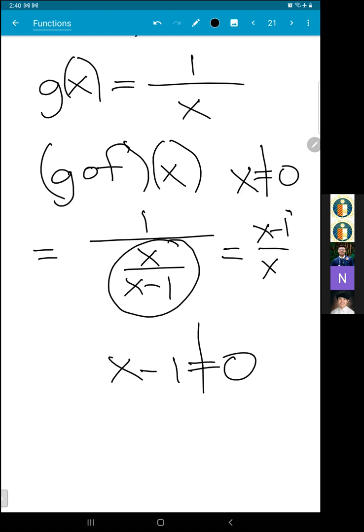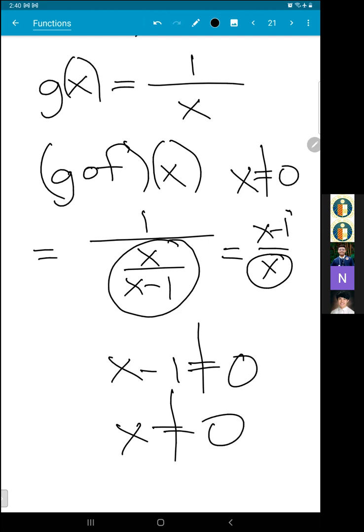Okay, and then you can take a look at the simplified form now and make a further observation that, oh, this one will not be defined as well if its own denominator is 0. So we have to add this.